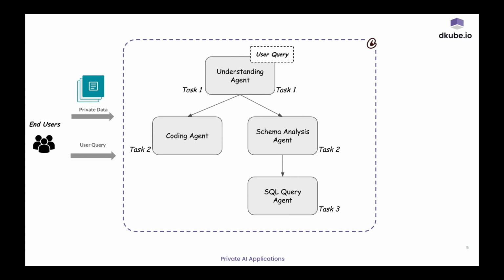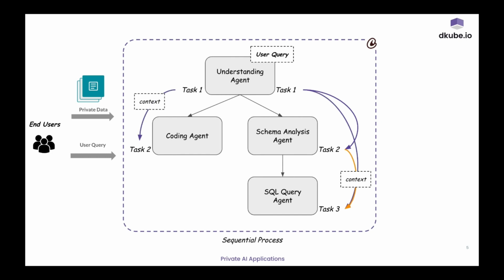The context is preserved through the tasks for each of the agents. That is how we make sure that there is no loss of information when the agents are communicating with each other. The same applies for the coding agent. The understanding agent will analyze the user query and then provide context to the coding agent, which will then generate the Python code.